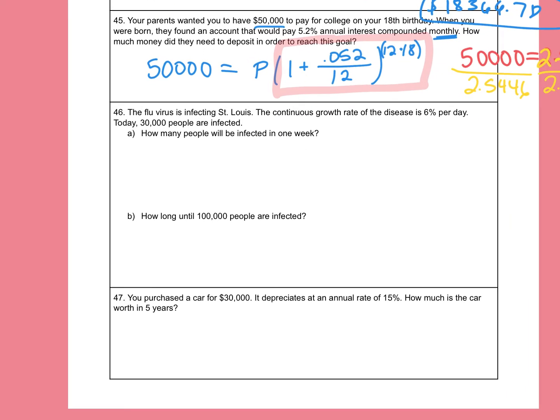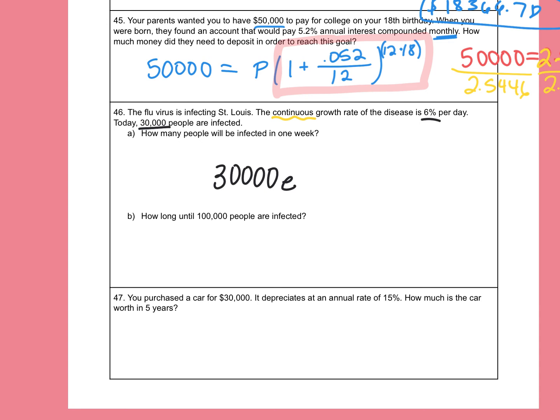All right, almost done. 36. Flu virus is infecting St. Louis. Continuous, keyword, growth rate is 6% per day. 30,000 people are infected. How many people will be infected in 1 week? Okay. So, continuous compound interest formula, that's what we've got to use here. Our starting amount is 30,000 today. So that's going to be P.